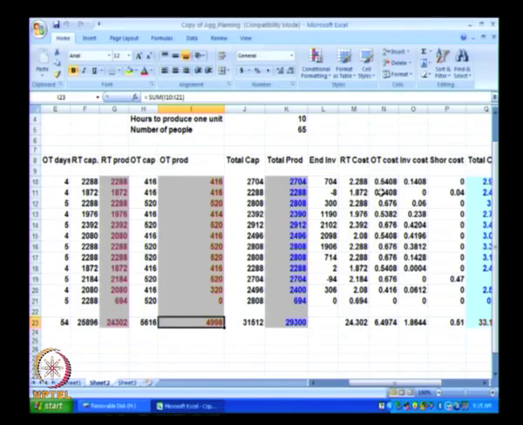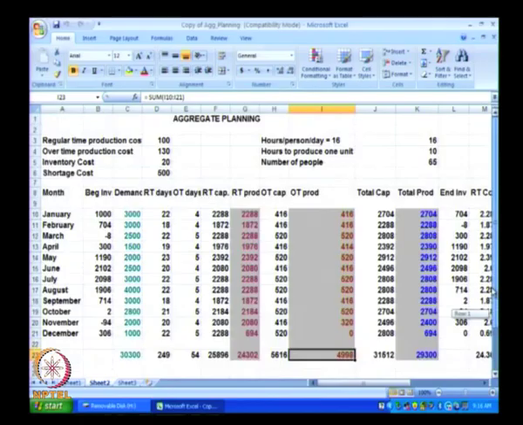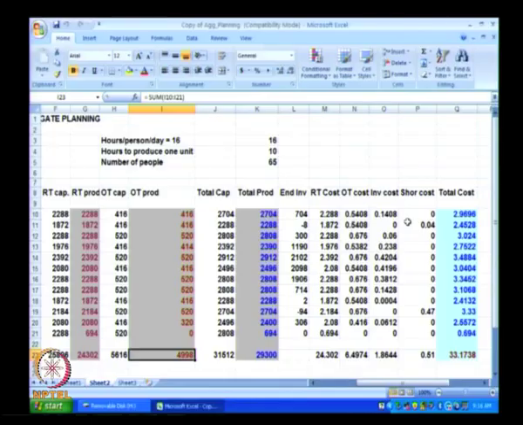Overtime cost is 0.5408 lakhs, which is 416 units into 130 rupees. There is no inventory cost because ending inventory is negative, but there is a shortage cost: the ending inventory is minus 8, indicating that 8 units are short. Shortage cost is at rupees 500. So 8 units into 500 will give us 0.04 lakhs, and the total is 2.4528 lakhs.